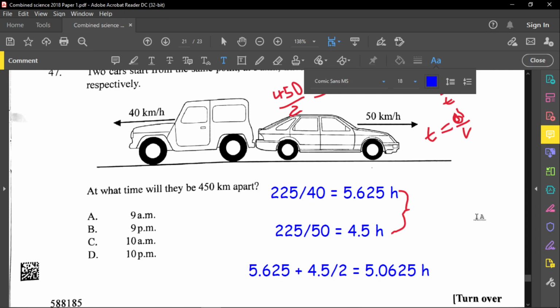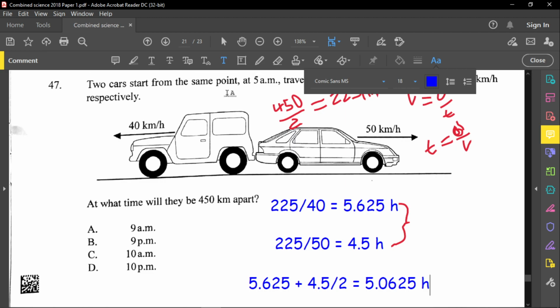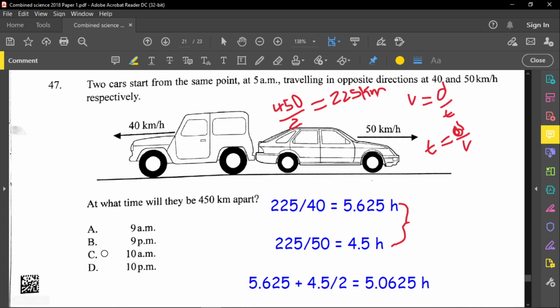So the average time is 5.0625 hours later. At what time will it reach there? Remember, the starting time was 5 a.m. If I add 5.0625 hours to 5 a.m., we end up with about 10 hours and a couple of seconds. Therefore the answer is C, 10 a.m. So an average of 5 hours later, both cars will be 450 kilometers apart. All right, great.